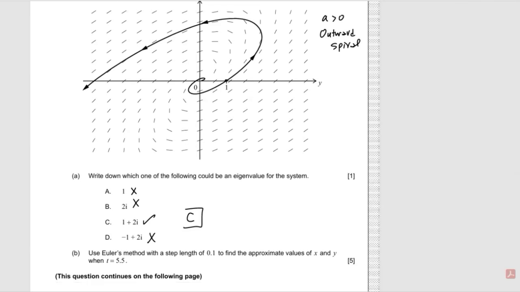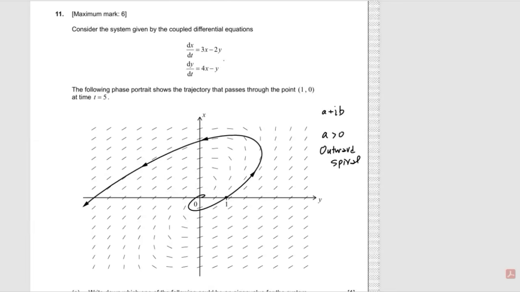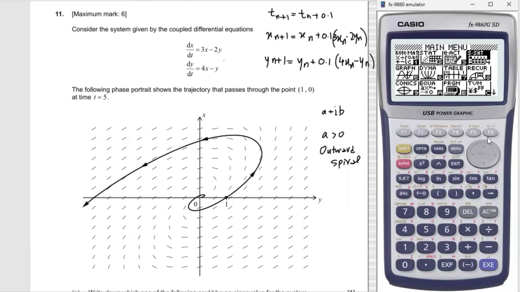Part B. Use Euler's method with a step length of 0.1 to find the approximate values of x and y when t is 5.5. So we use the recursion method for this. Let's see, how do we do this? Before we begin the Euler method, you must write your values like t(n+1) is going to be tn plus a step length, which is 0.1. x(n+1) is going to be xn plus 0.1 times the rate of change of x, which is 3xn minus 2yn. And y(n+1) is going to be yn plus 0.1 times 4xn minus yn, right? Okay, so let's go to the recursion.